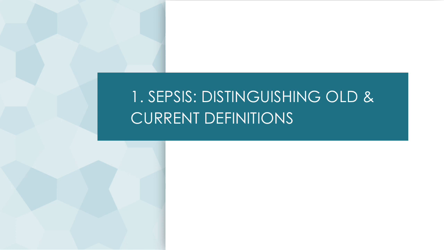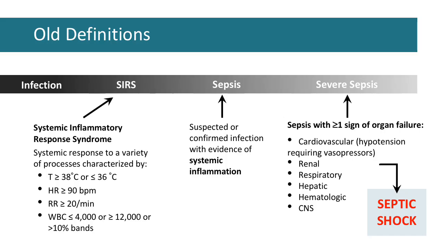Let's review some of the new and old definitions of the sepsis guidelines. Prior to 2016, the old definitions of sepsis were made up of several different categories. The systemic inflammatory response syndrome, or SIRS, was characterized by the presence of a temperature of greater than 38 or less than 36 degrees Celsius, heart rate of greater than or equal to 90 beats per minute, respiratory rate of greater than or equal to 20 per minute, and a white blood cell count of less than 4,000, greater than 12,000, or more than 10% bands.